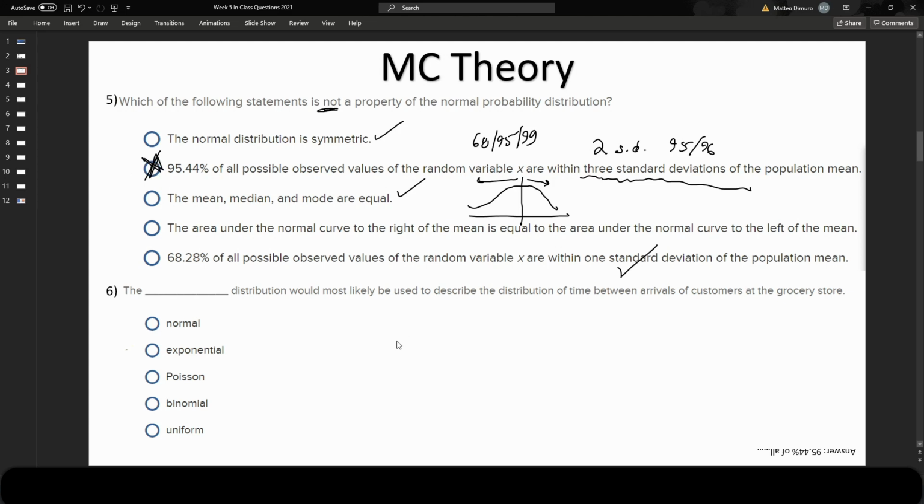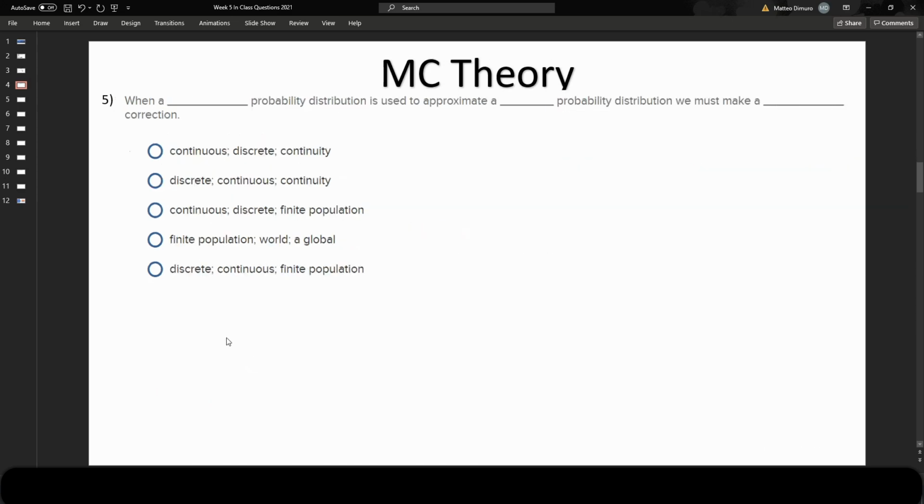Number 6. The blank distribution would most likely be used to describe the distribution of time. Ooh, time between arrivals of customers. Yes, time between arrivals is exponential. If we're talking about average time, like over a certain period of time, then it's Poisson. If it's between those intervals, then it's exponential. That is tricky. Sneaky. Ooh, there's one more.